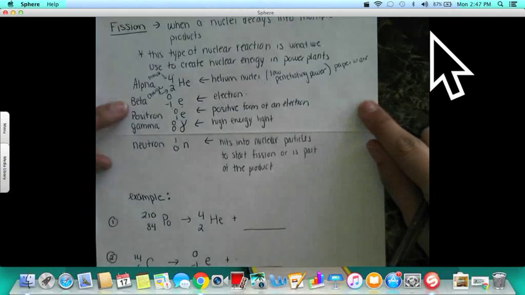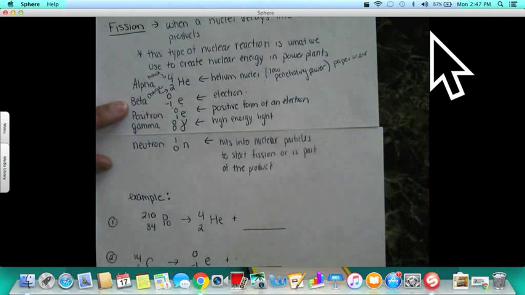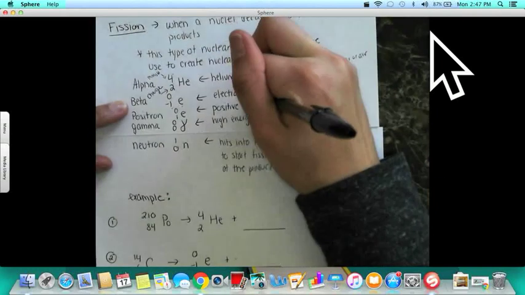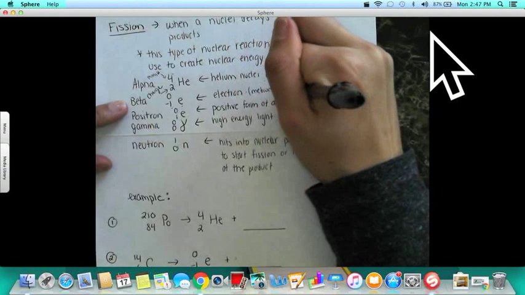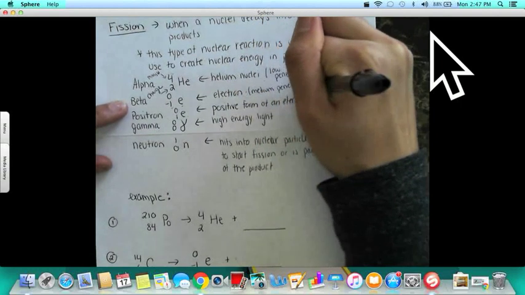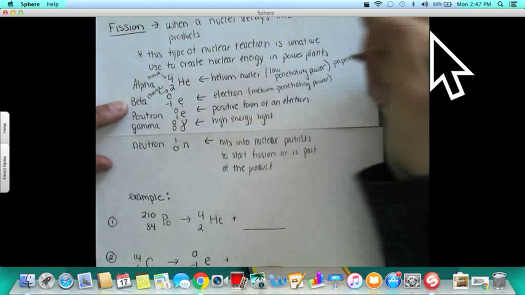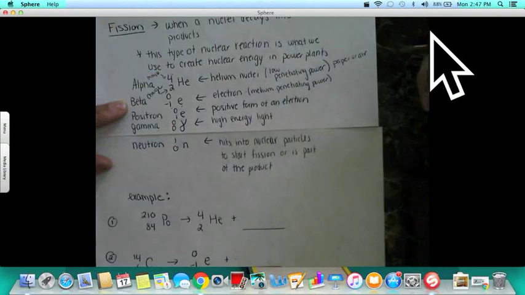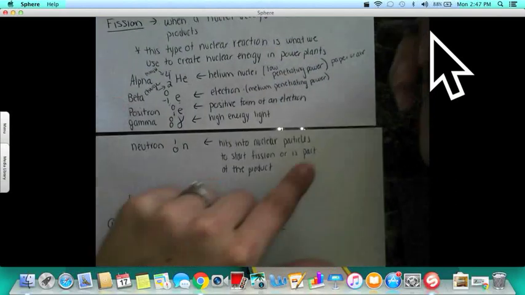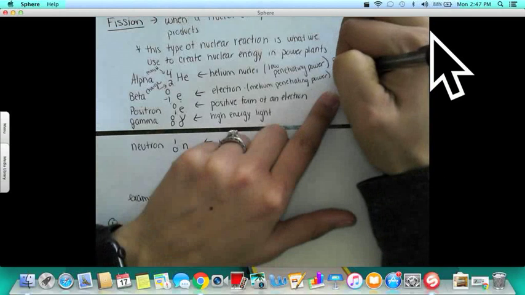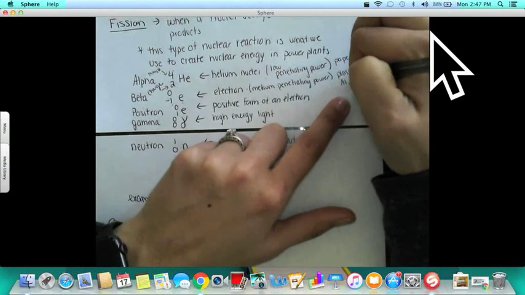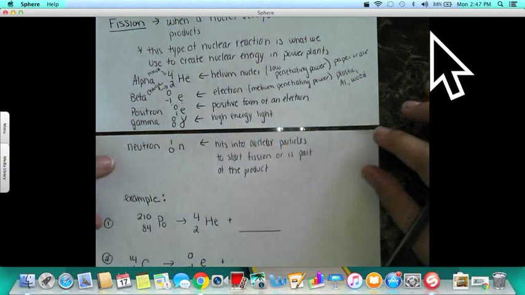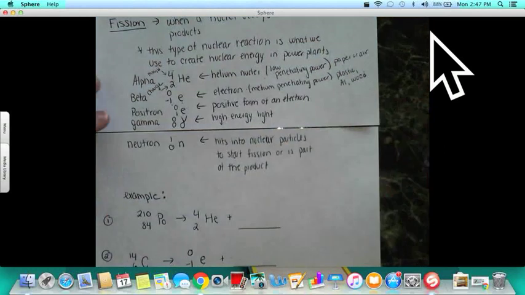Beta particles are going to be a little bit more dangerous, so it's medium penetrating power. And so we need a little bit more to protect ourselves. Plastic, aluminum, or wood would be enough to protect ourselves from beta particles.